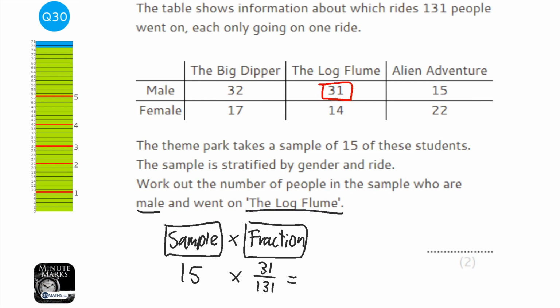So with the calculator, I'm going to do 15 times fraction button 31 over 131. Now that gives me 3.549 blah blah blah. And the important thing to realise is you can't have half a person, so you will need to round that. And I'm going to round that to 4.